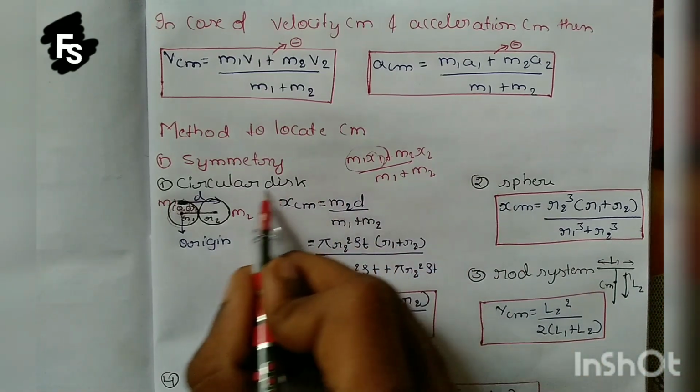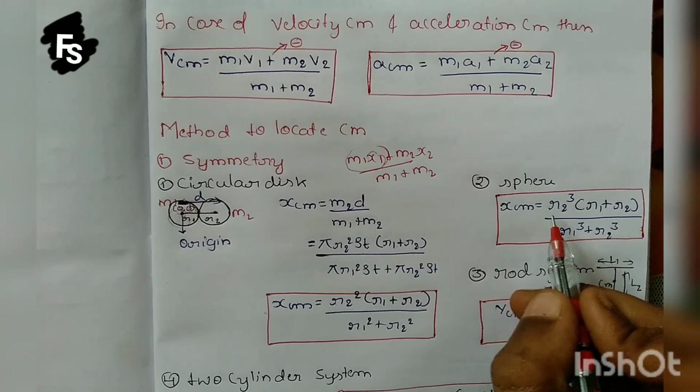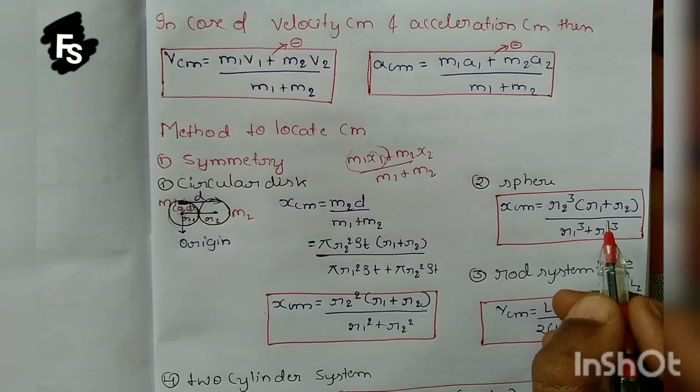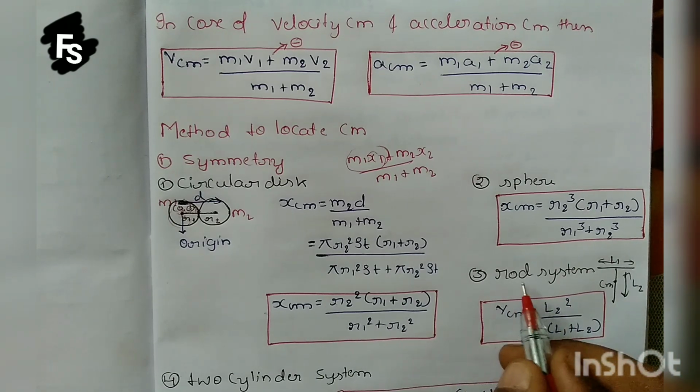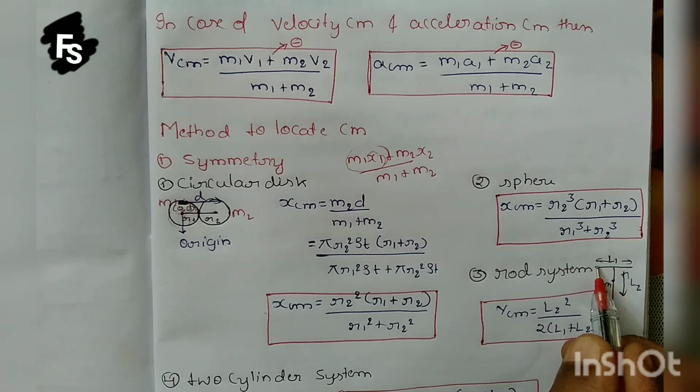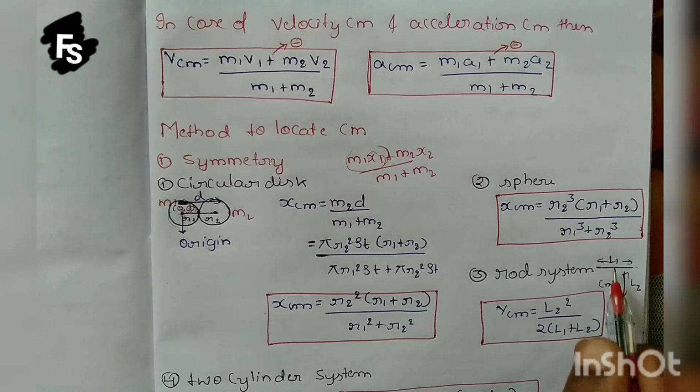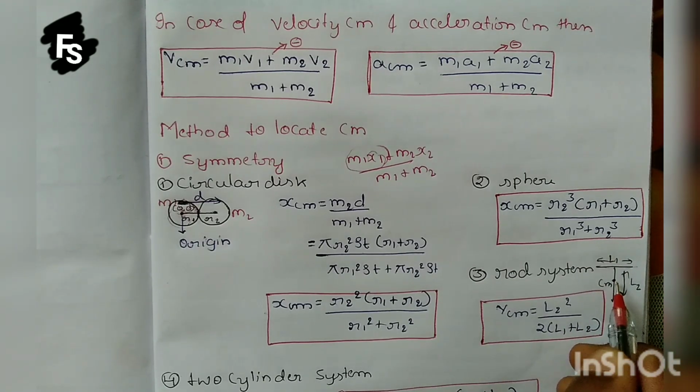By calculating like this, we will get xm equal to r2 cube into r1 plus r2 by r1 cube plus r2 cube. Then for a 3 rod system like this, if one rod is here, L1, and another rod is L2, with length L2, the center of mass is located here. How to find the center of mass?